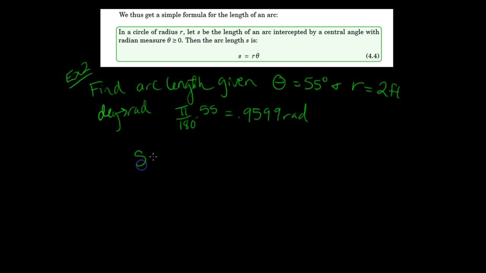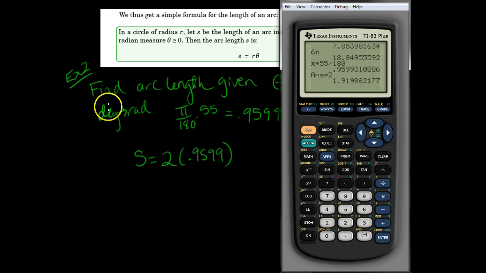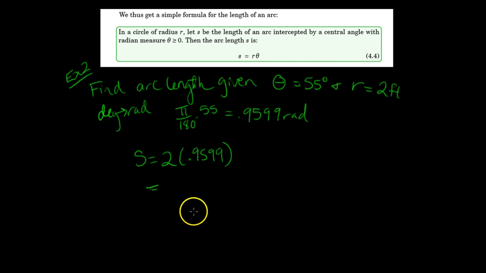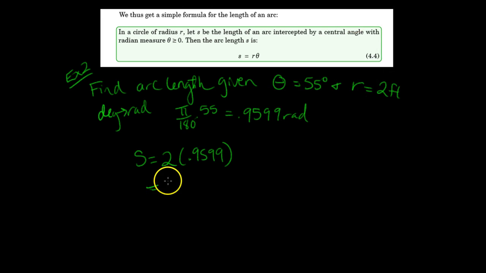So you have that the arc length is equal to radius first, so it's 2 times 0.9599. All right, and if we calculate that, we can just multiply for more accuracy times 2, and that's going to give us an arc length of 1.91, let's just say 1.92 feet.